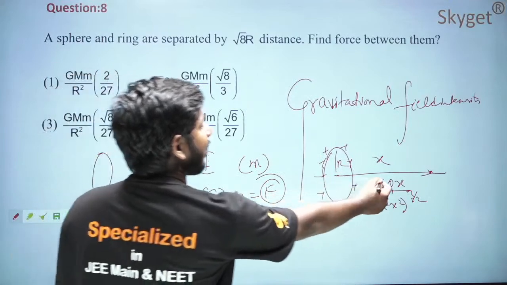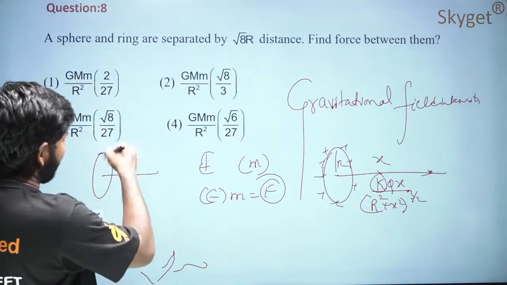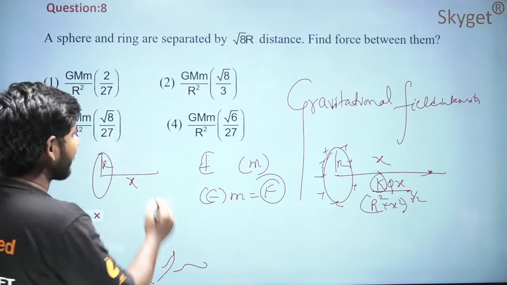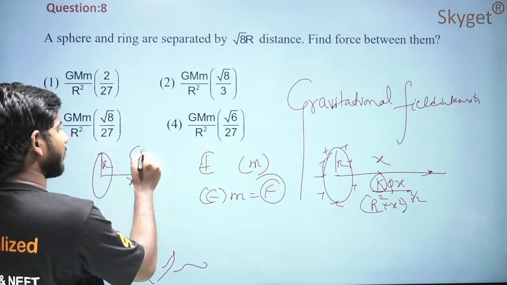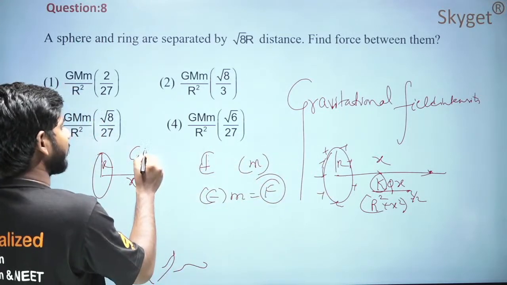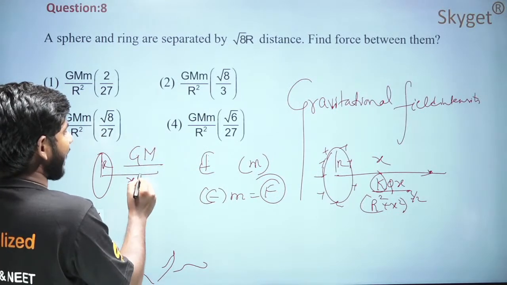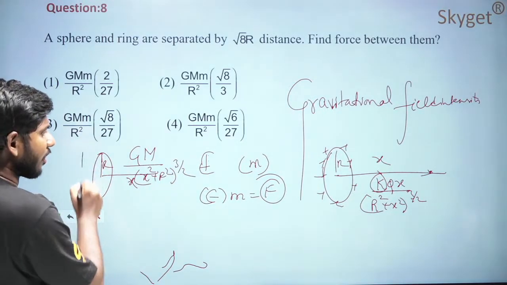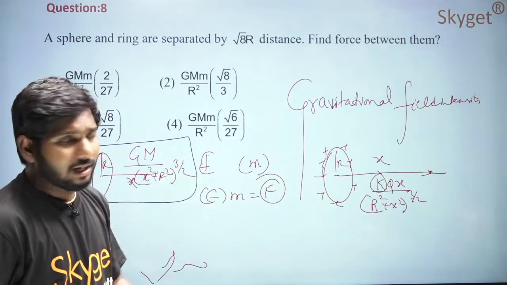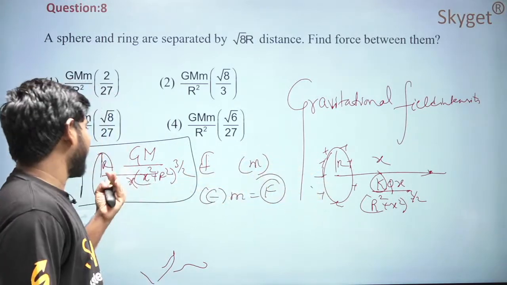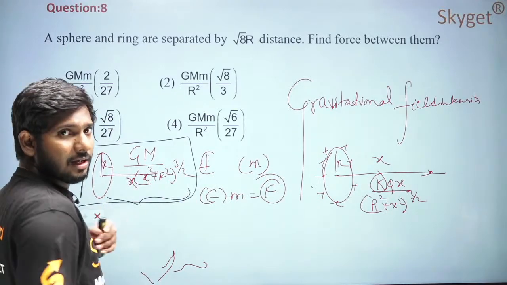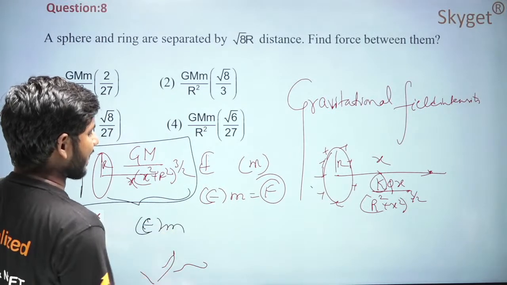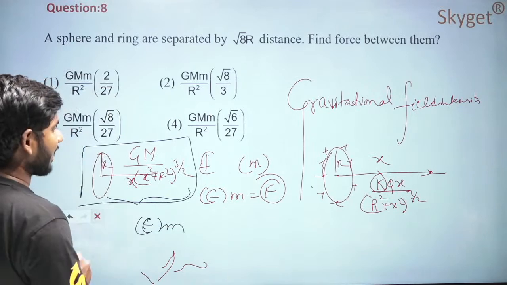Similarly in gravitation, we get the formula for a ring of radius r at a distance of x from the center on the axis: G M of the ring into x by (x square plus r square) whole power 3 by 2, where G replaces k and M replaces q. This formula is similar to the electric field intensity, it is the gravitational field intensity. If the intensity is known, multiply it with mass, you will be able to get the force. So I will apply this formula.